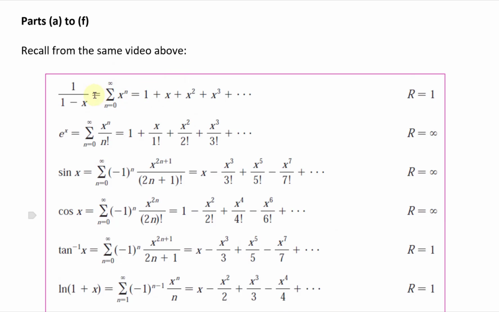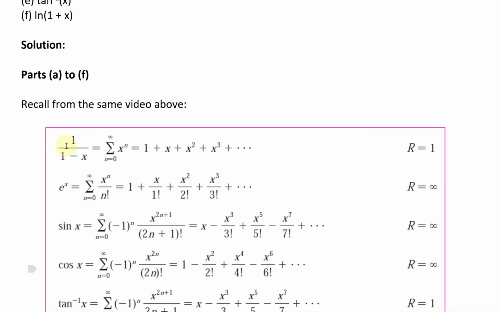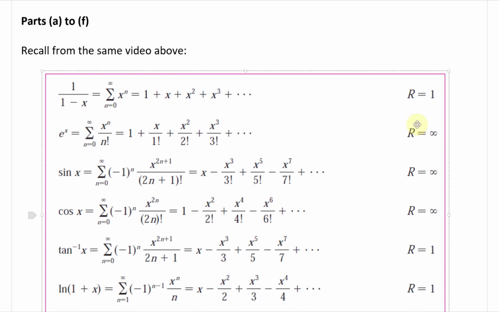This is from that same video. Here is part A, 1 divided by 1 minus x. The Maclaurin series here is the summation from n equals 0 to infinity of x to the n. When n equals 0, x to the power of 0 is just 1 by definition, and then plus x to the 1, plus x squared, x cubed, etc. The radius of convergence is 1, so the absolute value of x has to be less than 1.